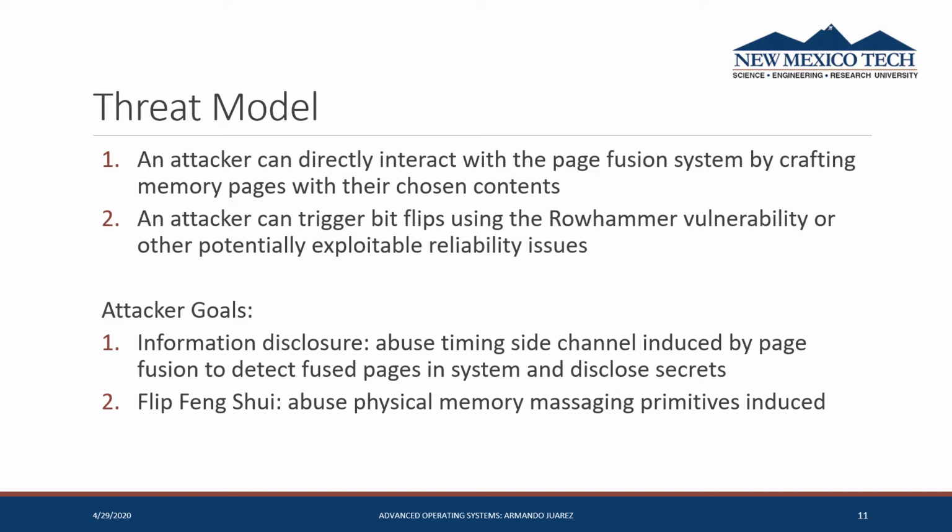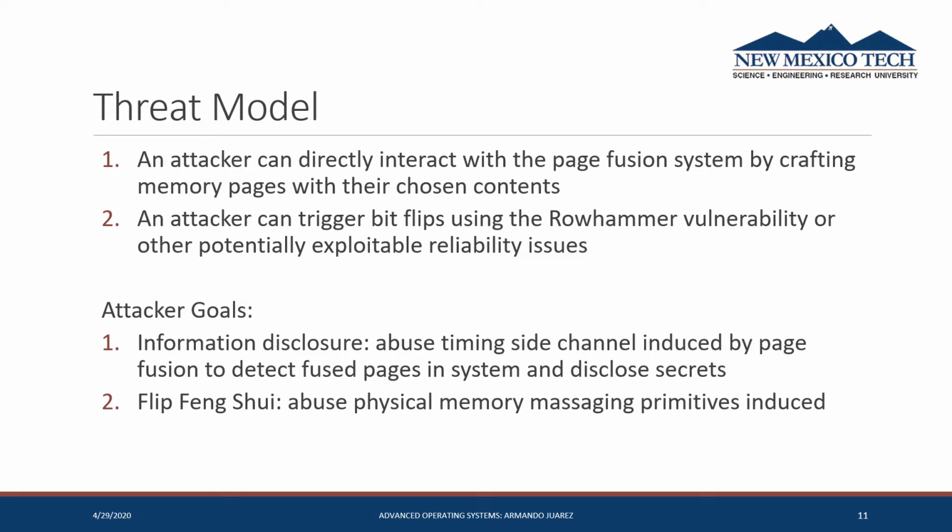The first is that an attacker can directly interact with page fusion by crafting memory pages with their chosen contents. Second is that the attacker can trigger bit flips using the row hammer vulnerability, which will be discussed later, or other potentially exploitable reliability issues. And then the goals of the attacker are information disclosure and flip feng shui. Information disclosure would be in the form of abusing timing side channels induced by page fusion to detect fused pages in the system and to disclose secrets.